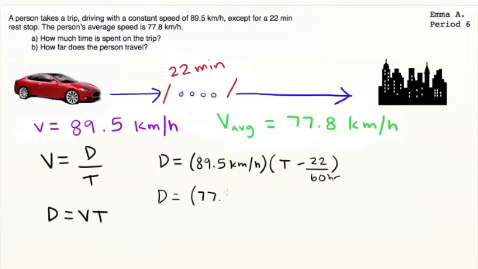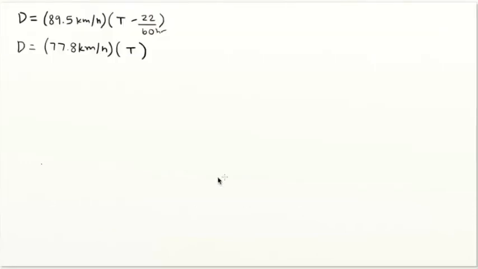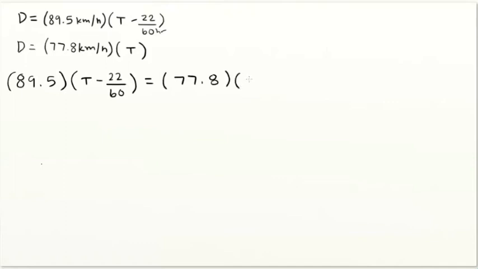Now we can make a second distance equation out of the average velocity. So we will plug in 77.8 kilometers an hour for the velocity, and for the time we just keep it as t because this velocity is accounting for that extra 22-minute rest stop. Okay, so now we have two distance equations, and we can put them equal to each other since they are both the same distance. So we're going to put 89.5 times t minus 22 over 60 is equal to 77.8 times t. And all we have to do now is solve for t.